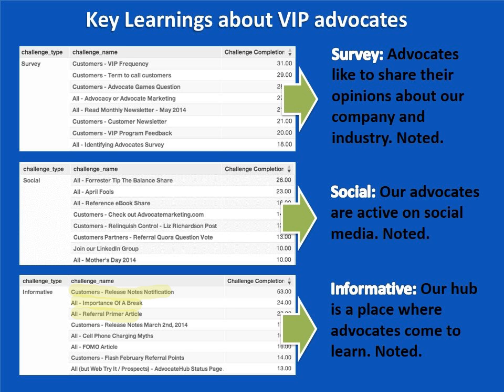So based on these three types, to sum up, VIP advocates like to share their opinion, they like to share our content on social media, and they like to come to VIP to get informed. So in your hub, I recommend going to this challenge completion by challenge type report and finding the top types of challenges, and then using those as kind of an idea of what kind of challenges you should be completing or creating in the future.